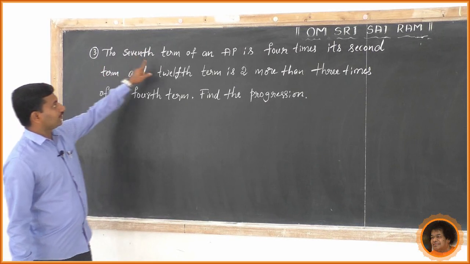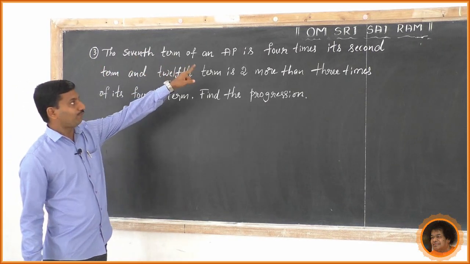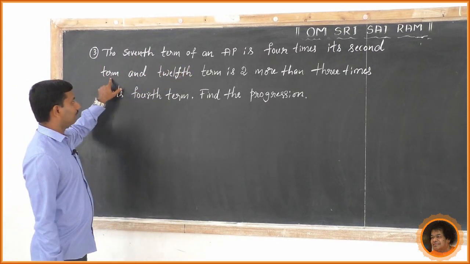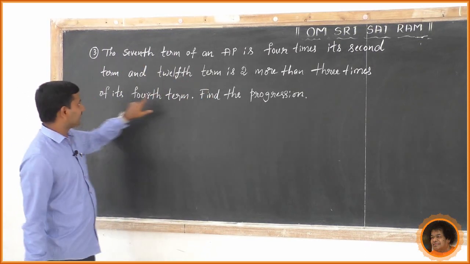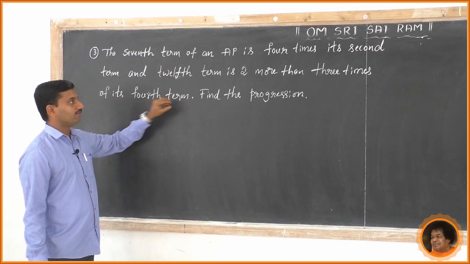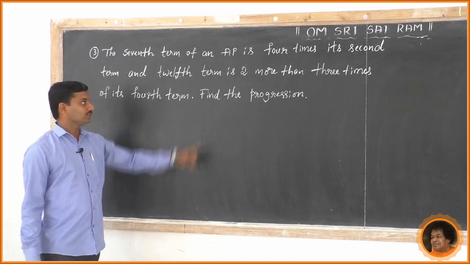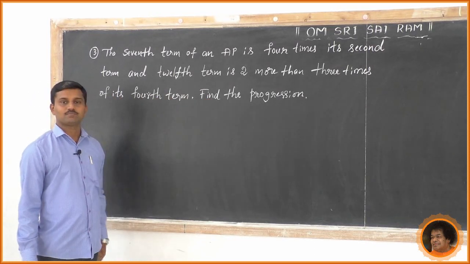The 7th term of an AP is 4 times its second term, and the 12th term is 2 more than 3 times its 4th term. Find the progression. So I have to write the progression.